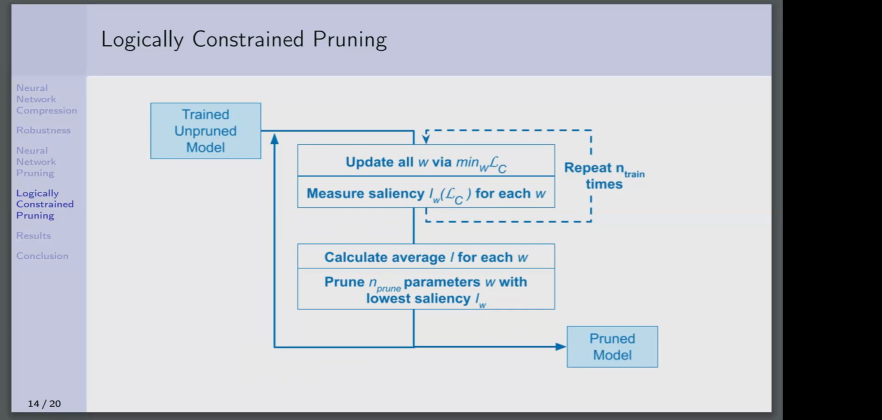So we're using this constraint-aware loss not only for the retraining, but also for the saliency measures. So the choice of which parameters to remove, as well as the retraining, which is going to train the remaining parameters to try and compensate for the parameters that we've removed, both these calculations are done with our constraint.